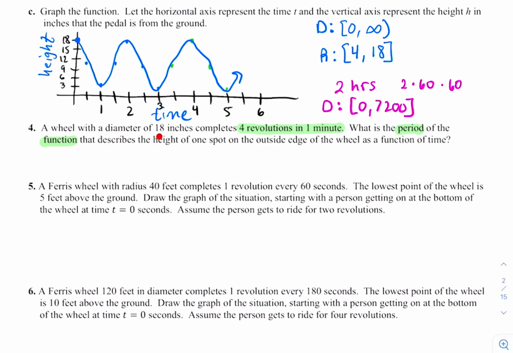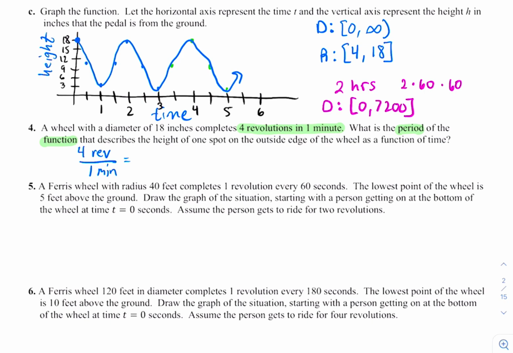So for this 18 inches, that's just referring to our possible height of this. But because we're asked for the period, that's our horizontal distance, which is going to be dealing with this time. So what we need to do is figure out how long it's going to take for just 1 revolution. So to do that, we would set up a proportion. And there's a couple different ways that we can set up the proportion. So I know that I'm going to have 4 revolutions for every 1 minute. So if I flip that around, so 1 minute gives me 4 revolutions, that's fine.